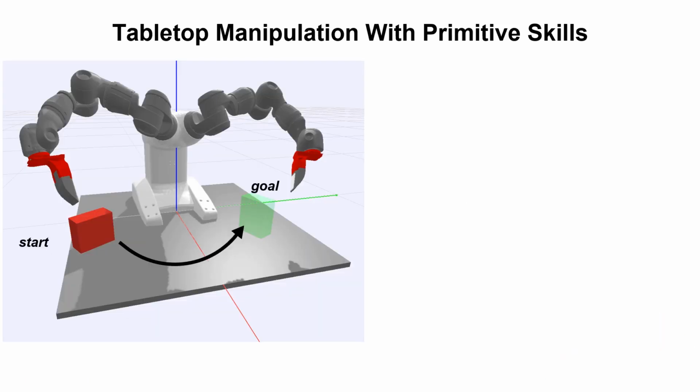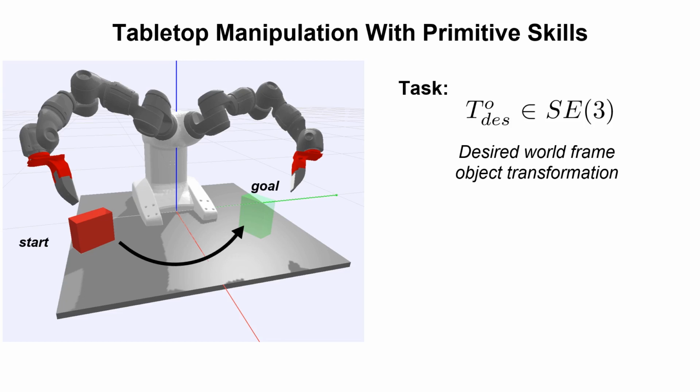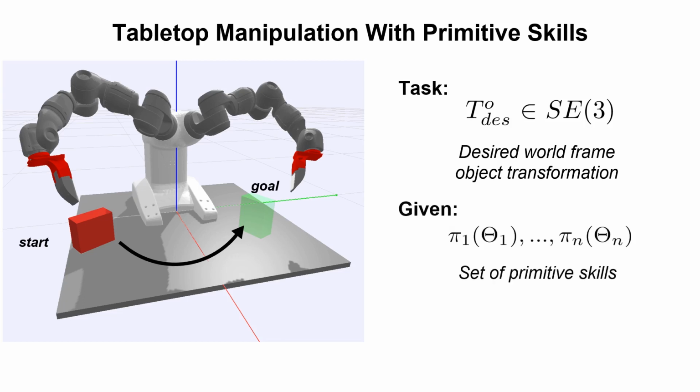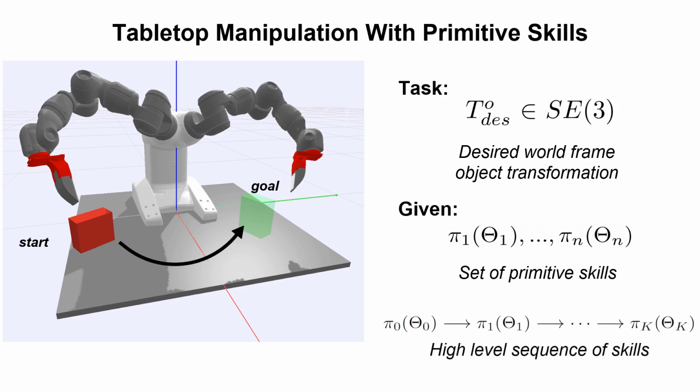Consider a task where a bimanual robot must move an object between two stable tabletop configurations. Assume that we're provided with a set of primitive manipulation skills, along with a high-level sequence of the skills that can be used to complete the task.